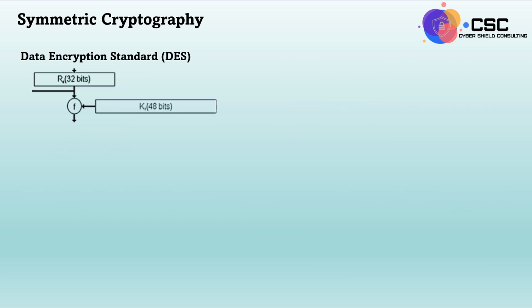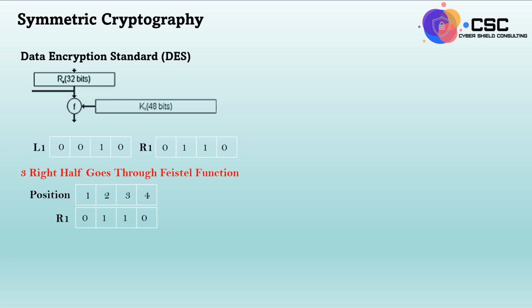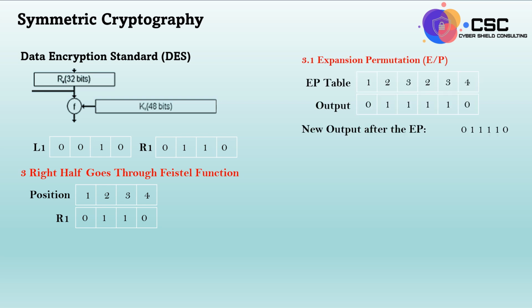Now let's continue our DES encryption example by diving into the Feistel function, where the right half R1 undergoes transformation before being combined with the left half. The right half R1, which is 4 bits long in our simplified example, is expanded using an expansion permutation, EP, table. This step increases the bit length, allowing it to mix better with the key. Using the EP table, we rearrange and duplicate certain bits to produce a 6-bit output. The new output after the EP is 011110.